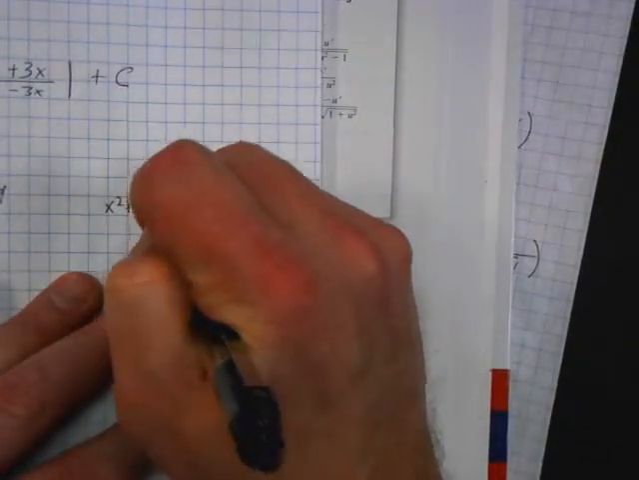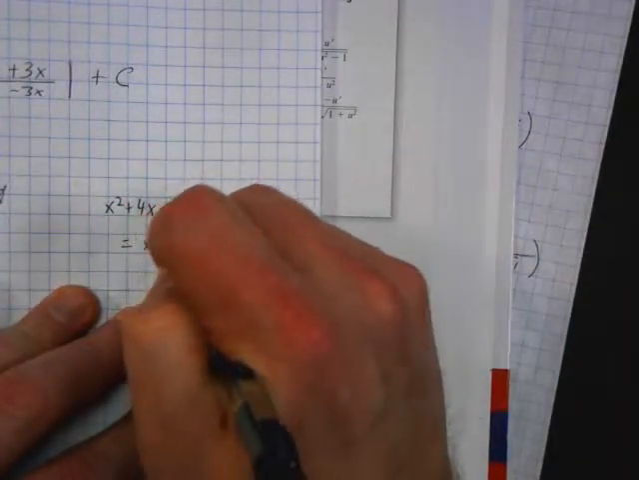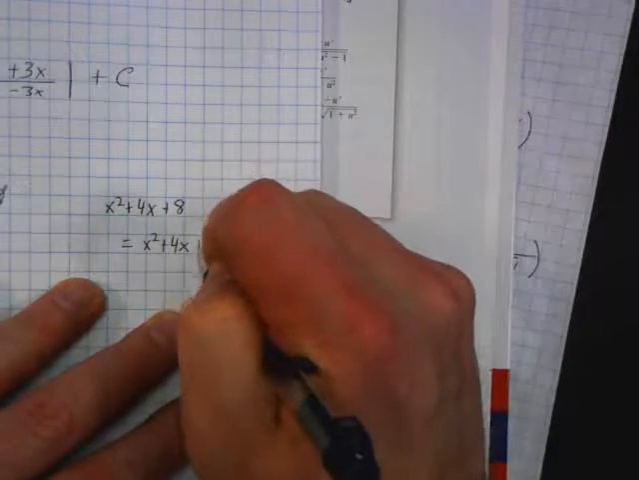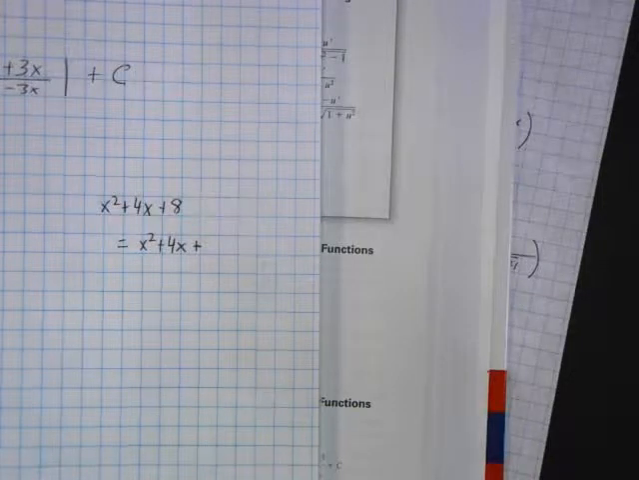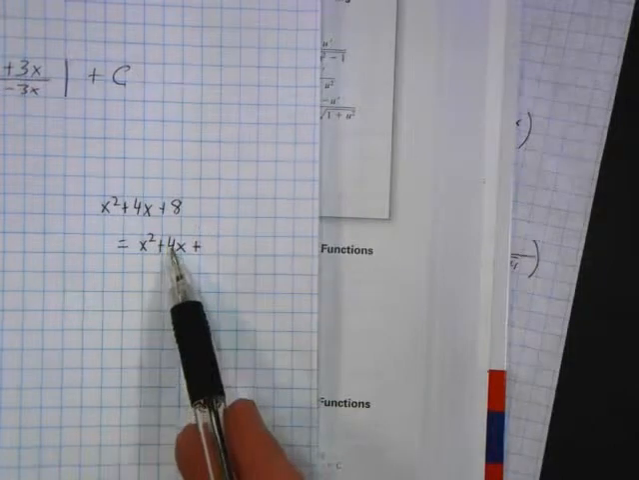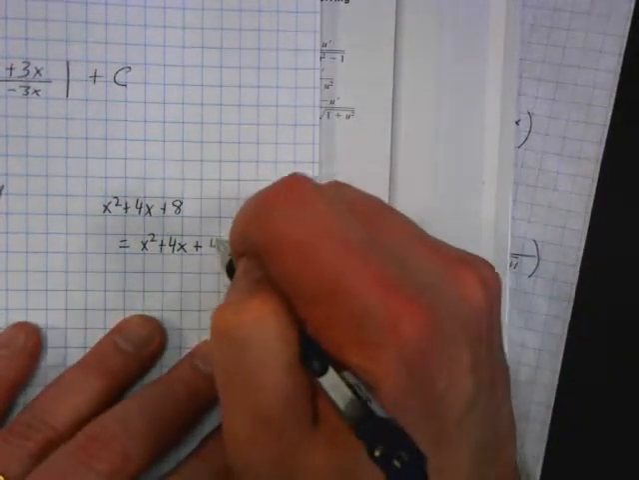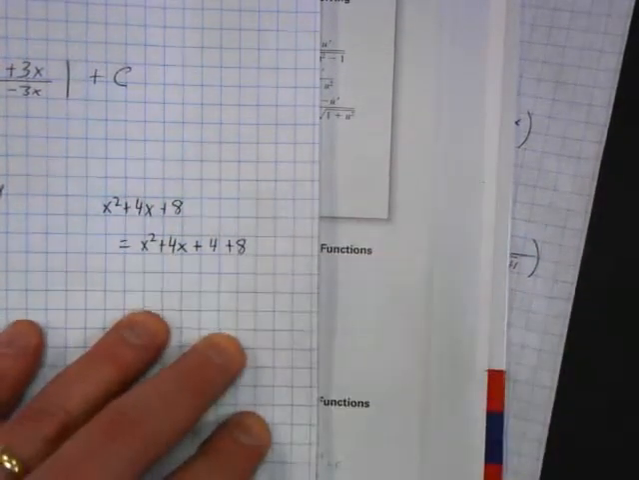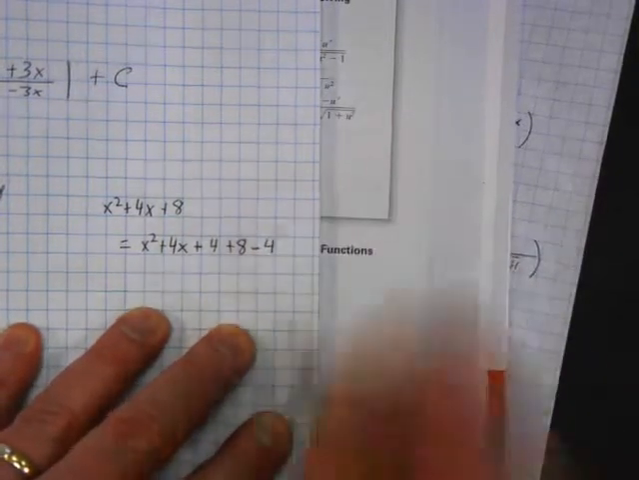x squared plus 4x plus 8. That's the same as x squared plus 4x plus, what's the number that I want there? I don't want the number 8. I really want the number... 16? Not 16. I take 4, divide it by 2, and then I square it. That's 4. So I'm going to add a 4. And then I still have the 8. But since I added a 4, I need to subtract a 4.